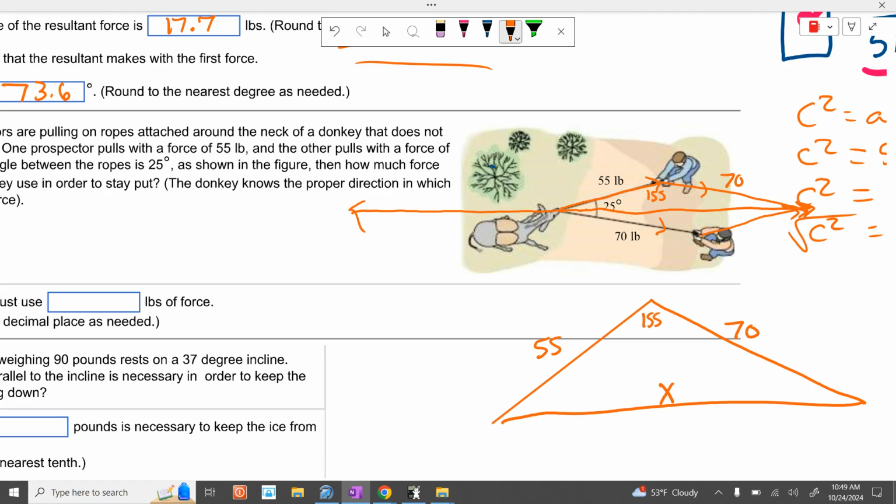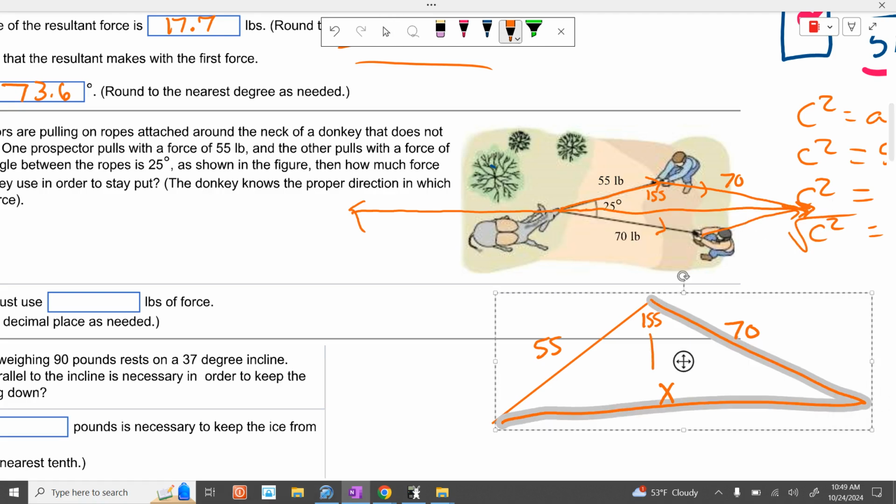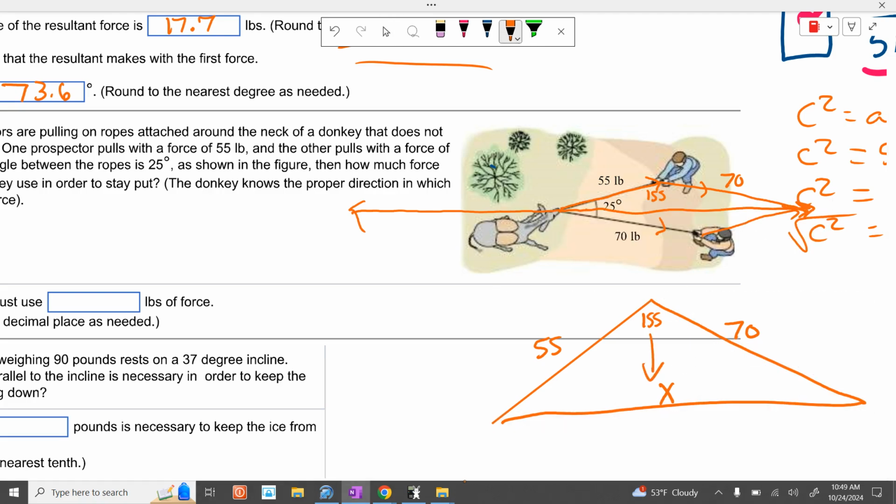Law of cosines. X squared equals 55 squared plus 70 squared minus 2 times 55 times 70 times the cosine of 155 degrees. All right. So you put it straight into your calculator, and you get a big old number.